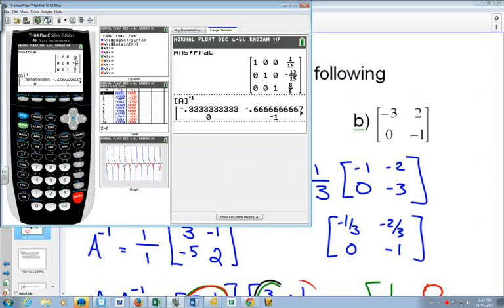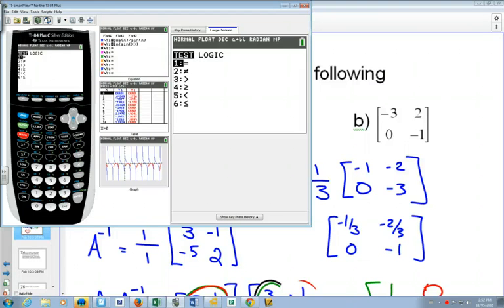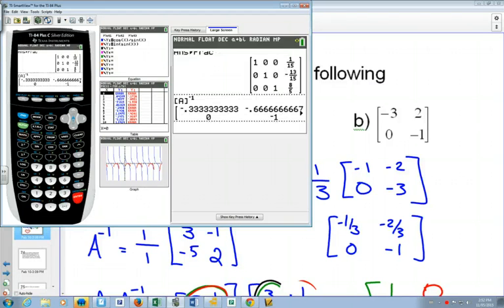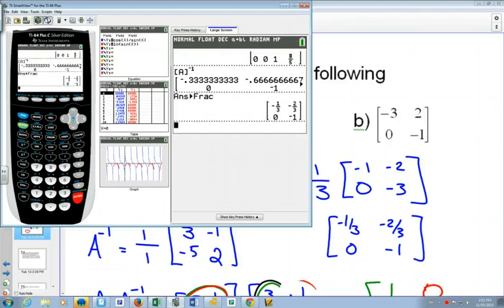Okay. Again, the calculator always goes to decimals first. You can go to the math button. Not what I wanted. Go to the math button. Change it to a fraction. And you'll get the -1/3, -2/3, 0, and -1, like we had before.